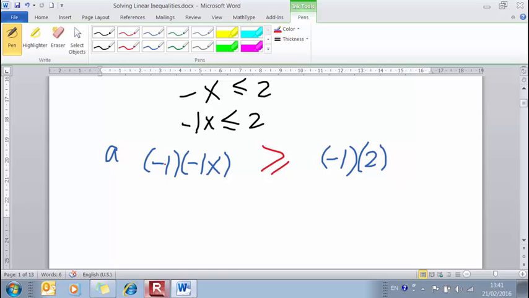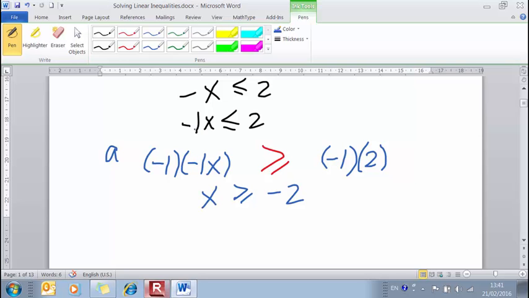And so on the left hand side, we have negative 1 times negative 1x, which gives us positive 1x, which is x. On the right hand side, we have negative 2. Now you notice that we have made the coefficient of x a positive 1, and hence we have reached the solution, which is x more than or equals to negative 2. Now I will show you the method of division.